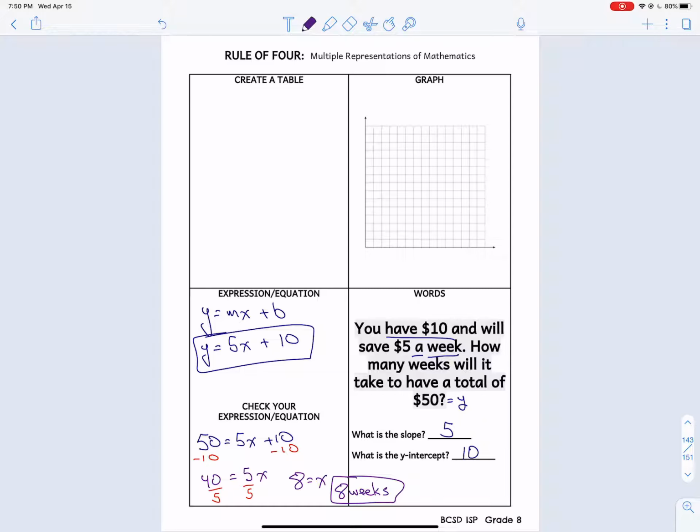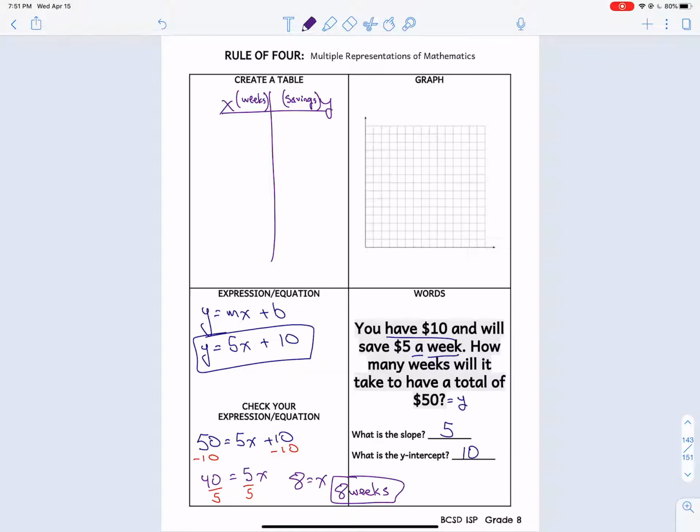Okay, so again, make a table. And to make a table, you could just choose any values for x. I'm not going to do this for you. I know I said I wouldn't. So x is weeks, y is savings.